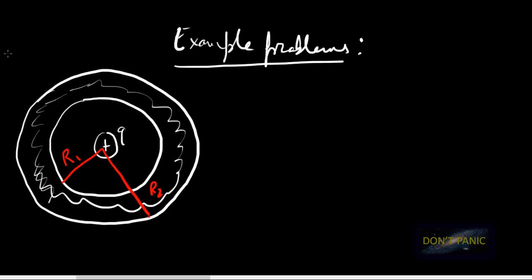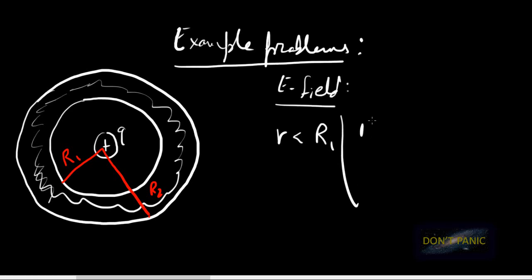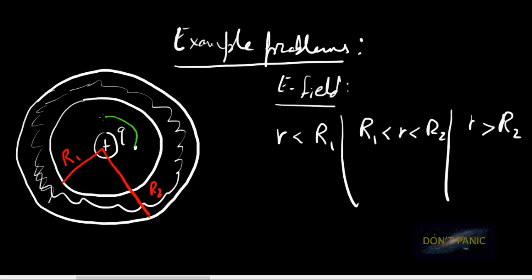and we're asked to find the electric field in the region R less than R1, R1 less than R less than R2, and R greater than R2. Okay, so for the region when R is less than R1, we're here. To find the electric field, we're going to draw our Gaussian surface. We know that the field pattern of Q is radially away, so we pick a sphere of radius R.